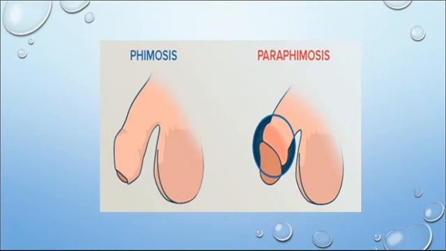Phimosis and paraphimosis. You can see phimosis is where the foreskin is adhered. You cannot retract it. And paraphimosis is where the foreskin is retracted and stuck below the glans, cutting off circulation to the penis.